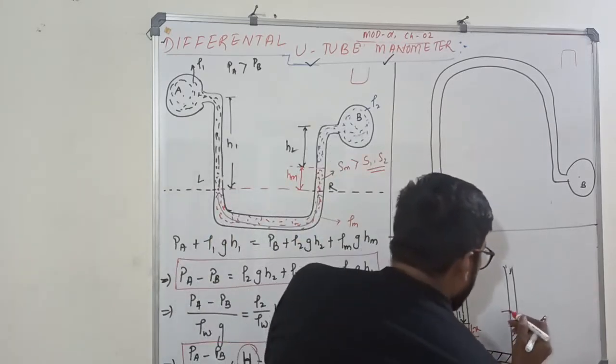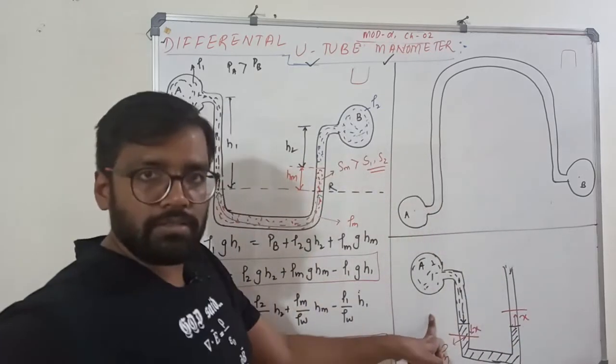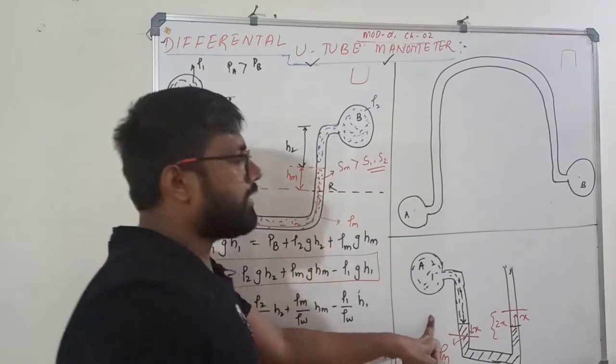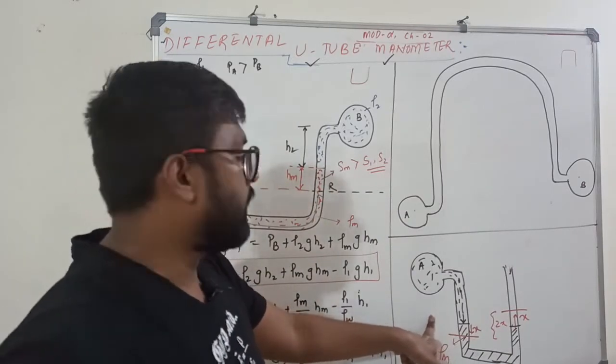So it will lift up also by an amount x. Okay. So what is the difference of height now? So difference of height is 2x.